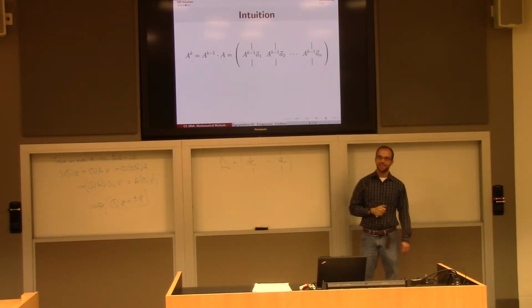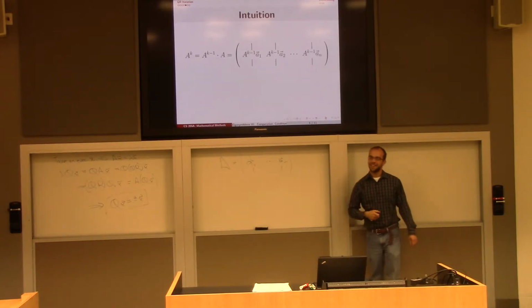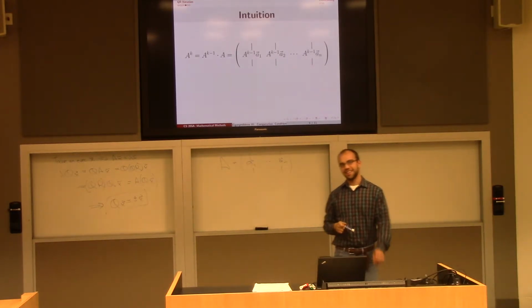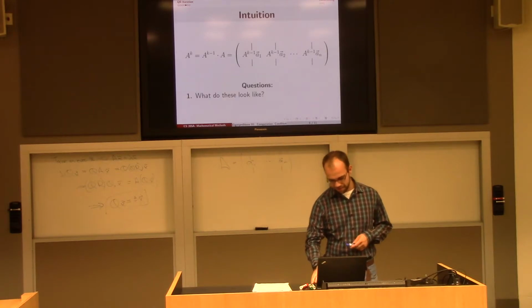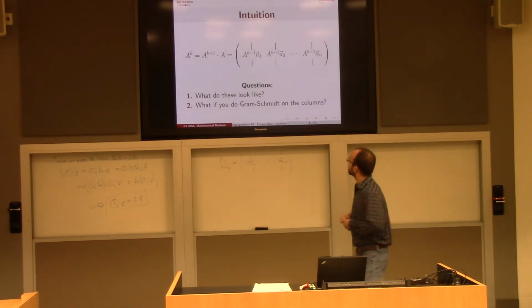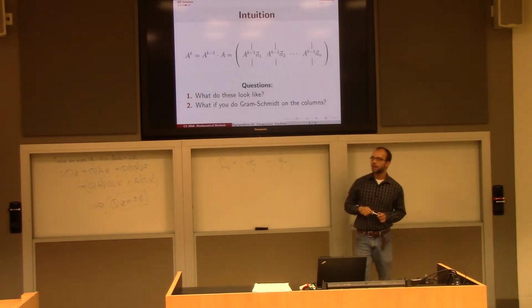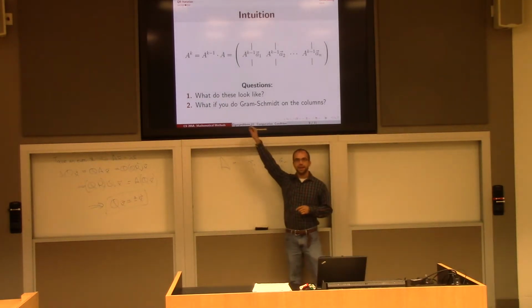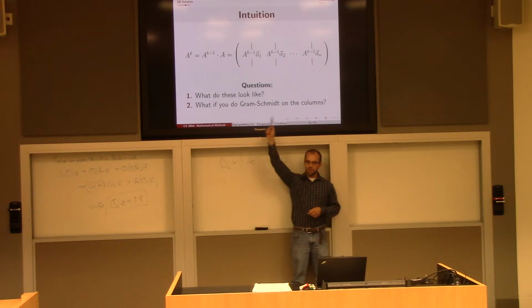Yeah? Now here's the trick. What if I do Gram-Schmidt on the columns of this matrix? Well, remember how Gram-Schmidt works? You kind of start with the first guy, you make him unit length, and then you project him out of the rest of the guys, and then you iterate, right?